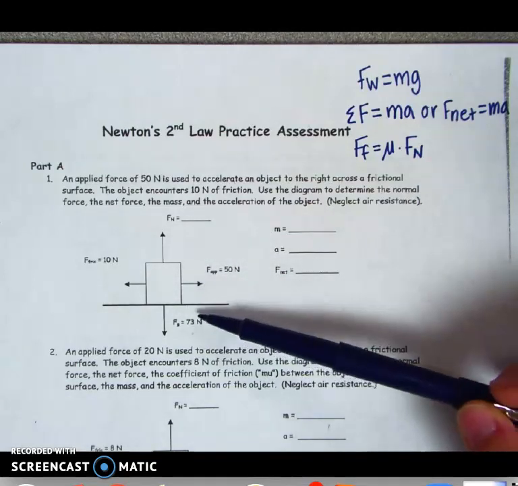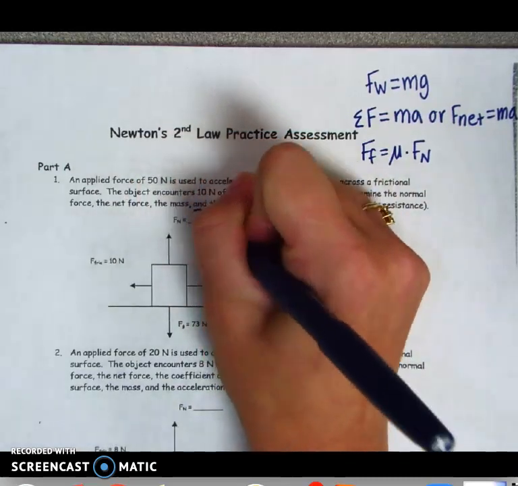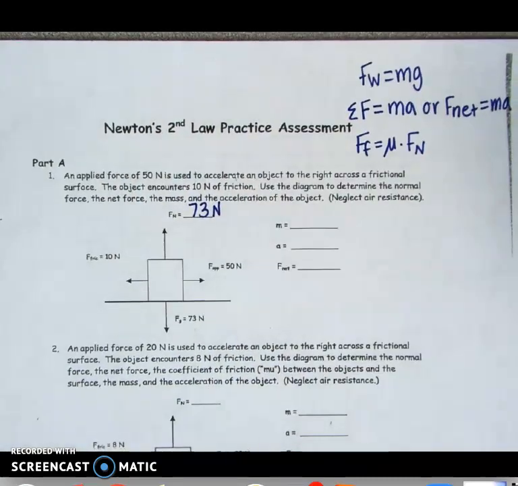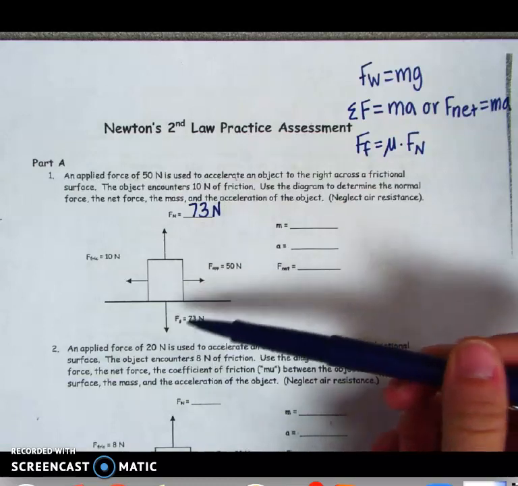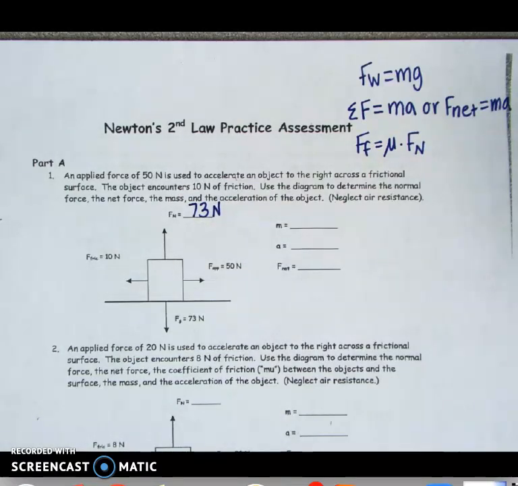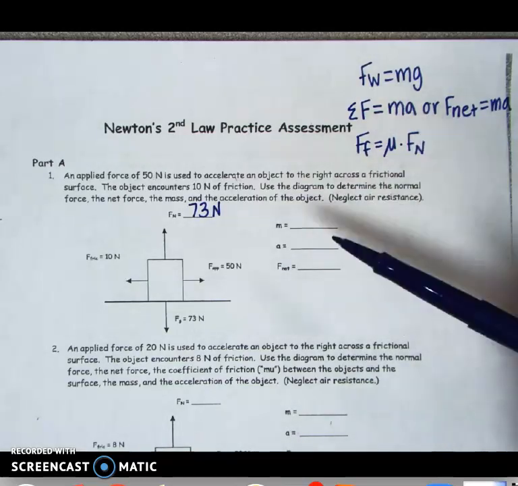So we can say that if we have 73 newtons on the bottom, we know we're also going to have 73 on the top. So that's going to be equal and opposite forces. We can see that it's not floating in the air and it's not falling through the floor, so those two have to be balanced. Next, we need to determine how we can find our mass, acceleration, and net force.